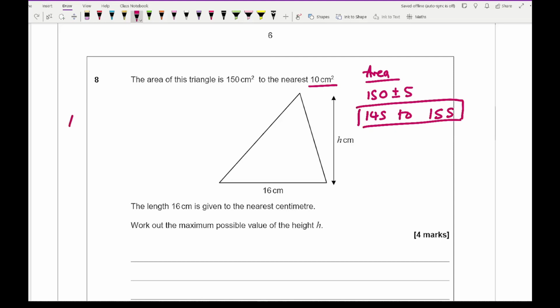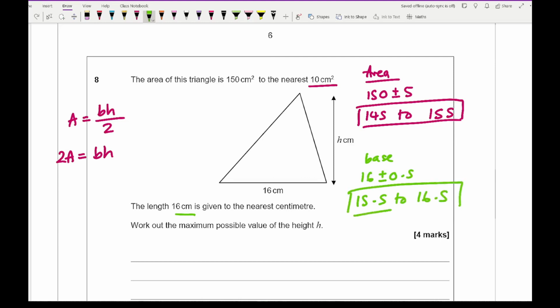Now to work out the area of a triangle, it's A equals B times H divided by 2. So if I do 2A equals BH, now for this I want the biggest value of H. So if I look at the length, so in terms of B, well that's going to be 16 plus or minus 0.5, so that's going to be 15.5 to 16.5. So in order for me to have the biggest h, I need to use the smallest base.